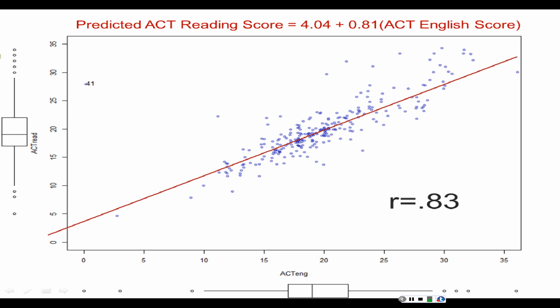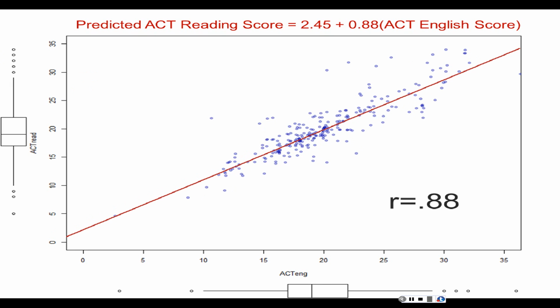So you look at the correlation there, 0.83, and look at where the line is. Now what if we get rid of that item number 41? The correlation goes up, but also the line has shifted.